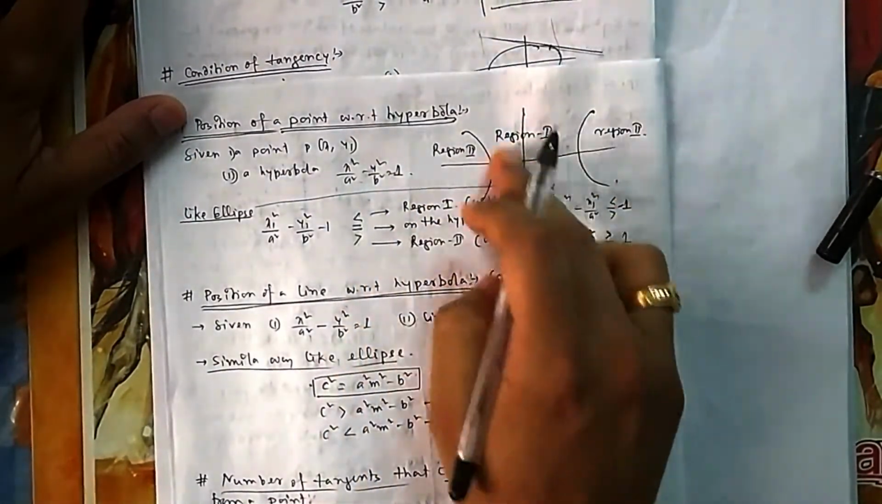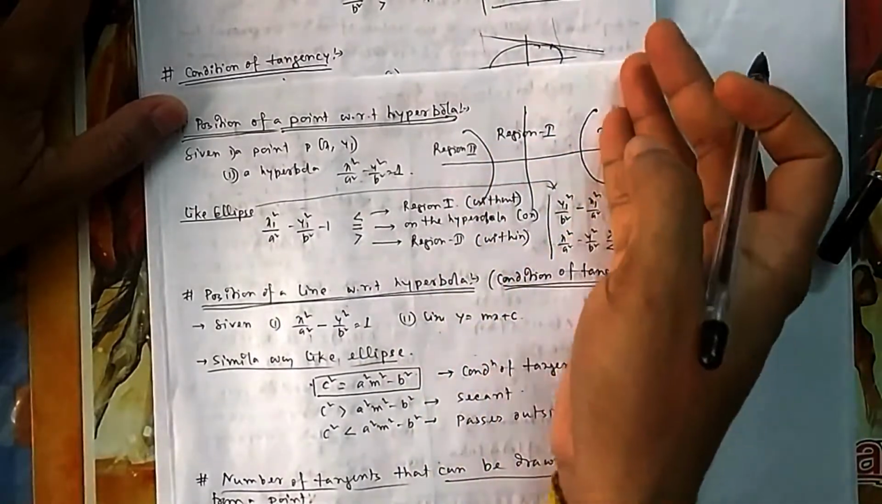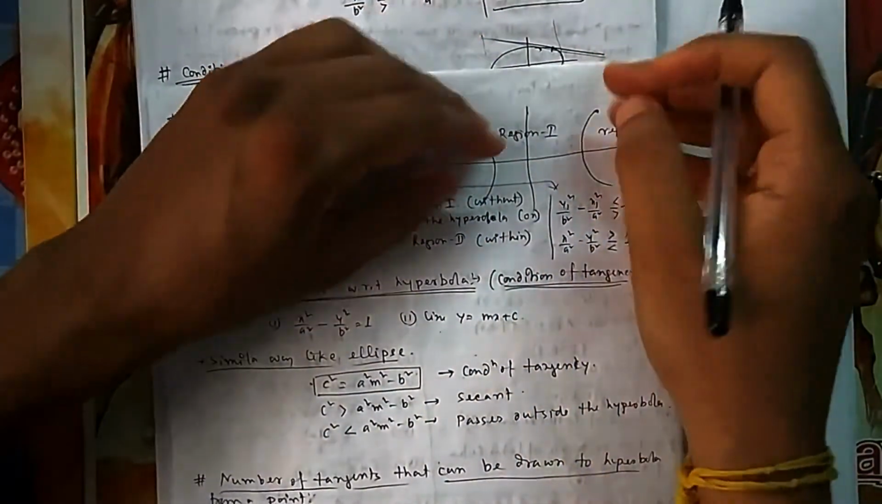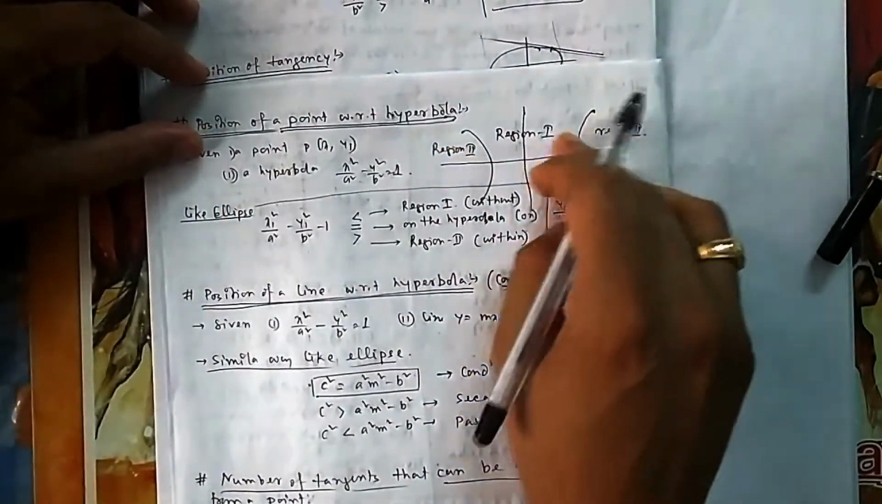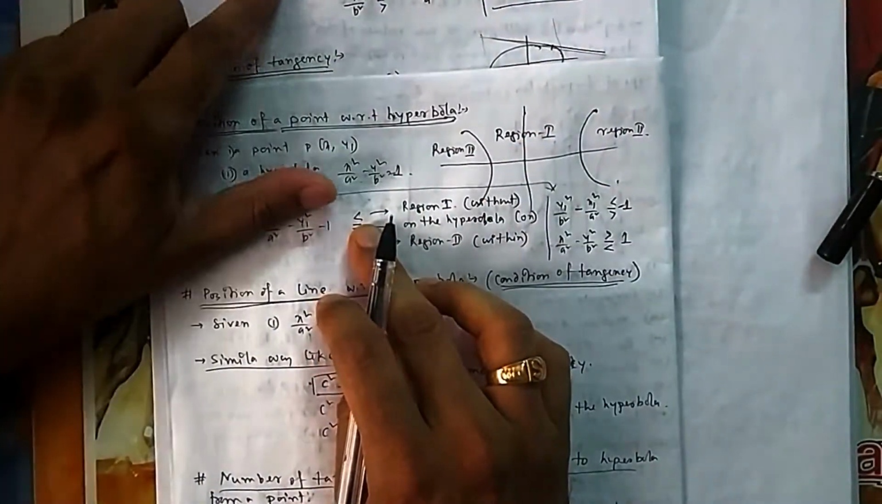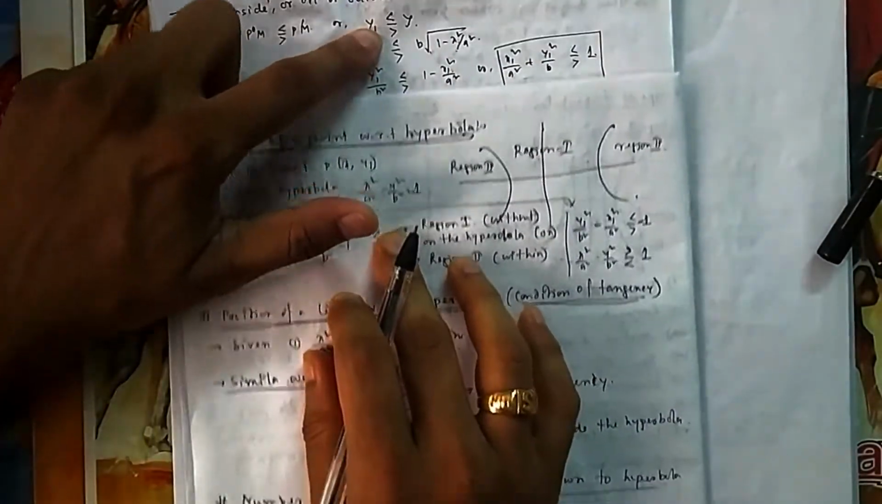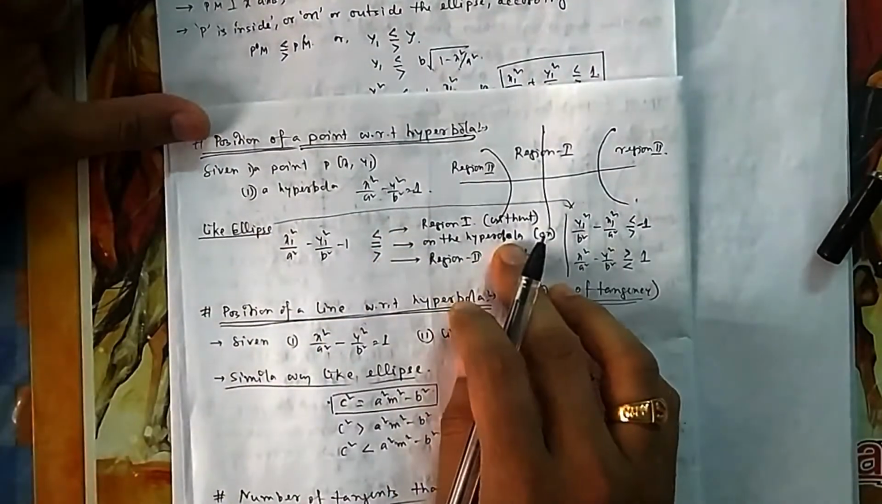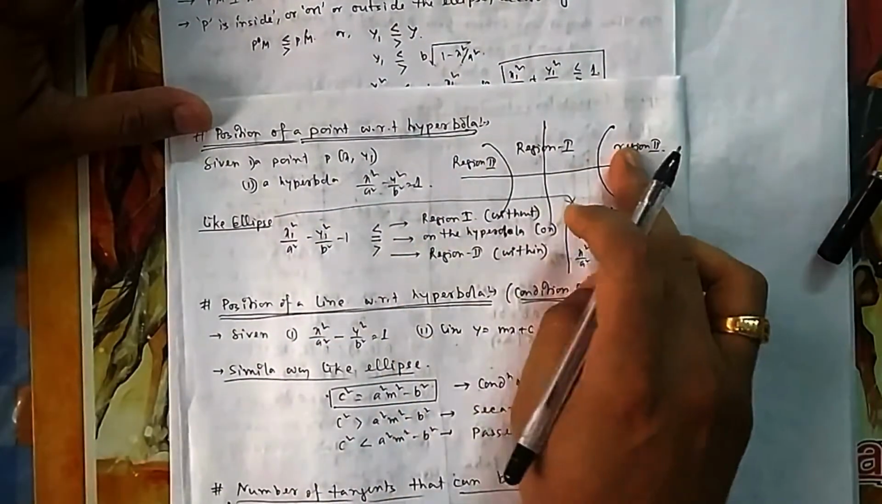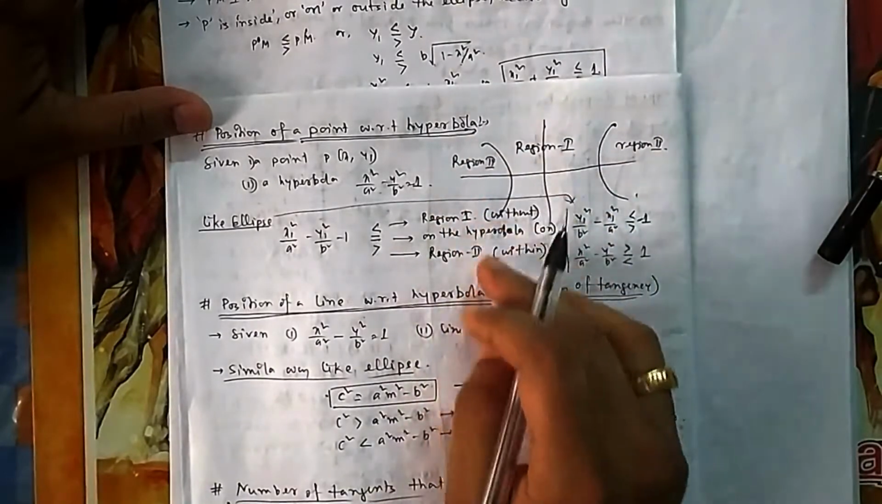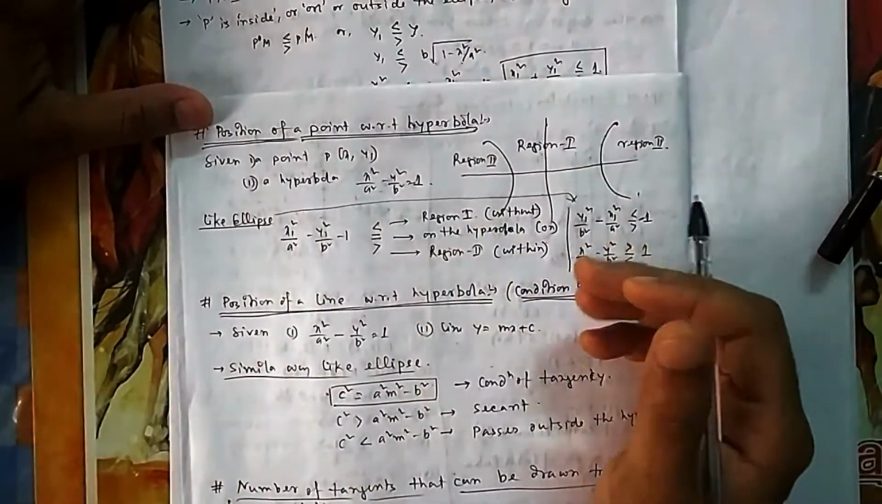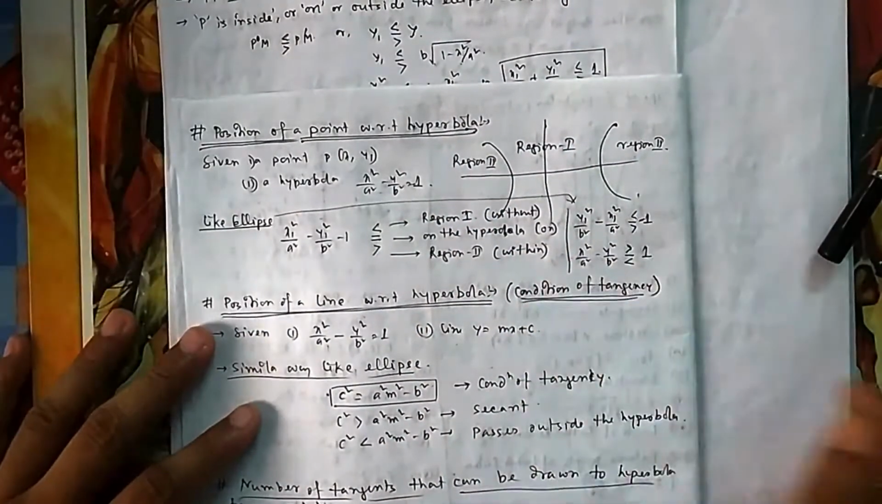So if it is less than, this is region 1, which is not inside this hyperbola. We say within the hyperbola means these two. That is within the hyperbola. This is not. So here, less than was inside the ellipse. So little changes are there. Equal to means on the hyperbola, greater than means region 2, that is within the hyperbola, we will say, and that is without the hyperbola, meaning outside the hyperbola, you can also say.